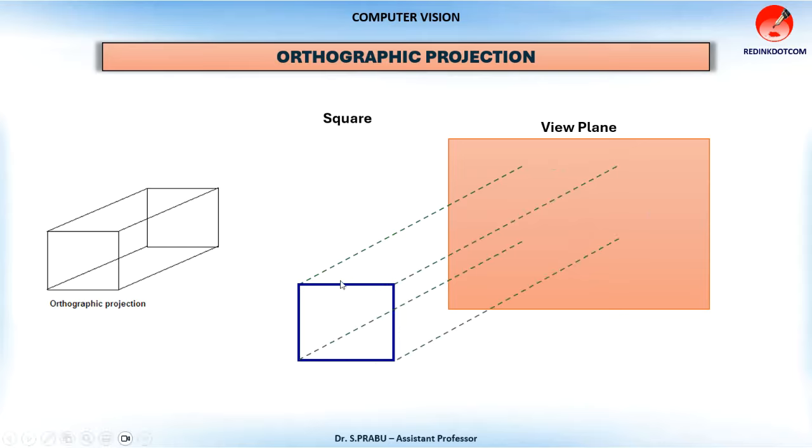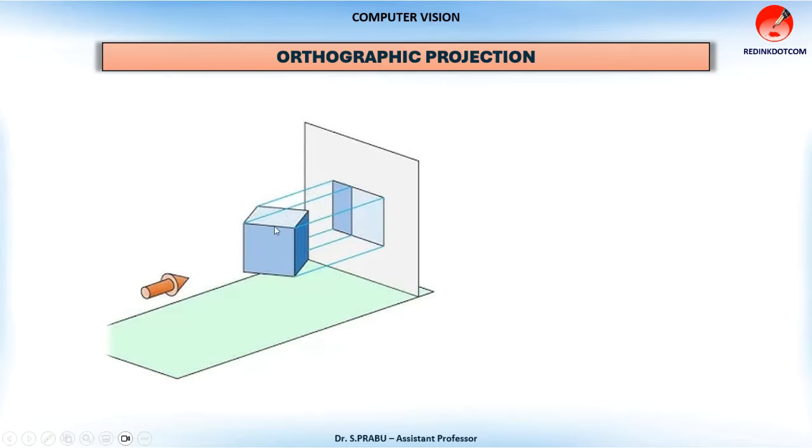The projected lines start from each edge point towards the view plane. All these projection lines are parallel to each other. After getting the intersection points on the view plane, I can redraw the image. So I get the projected part on the screen. Now you understand how this image can be drawn. This is a 2D image. In case of a 3D image, if you do this parallel projection to the view plane, you can get this 2D image.